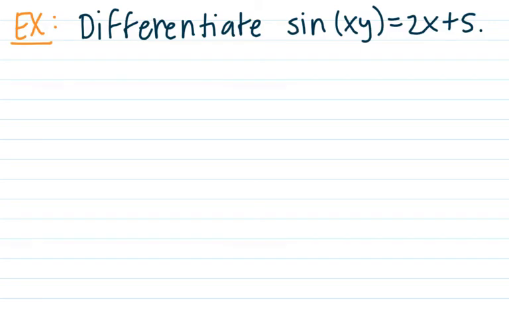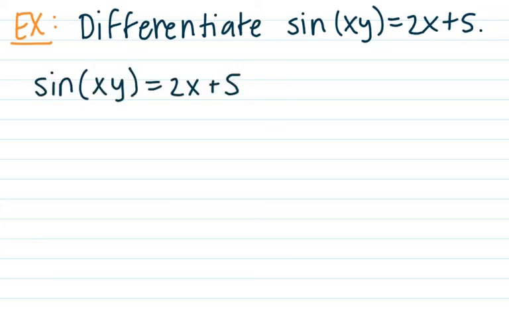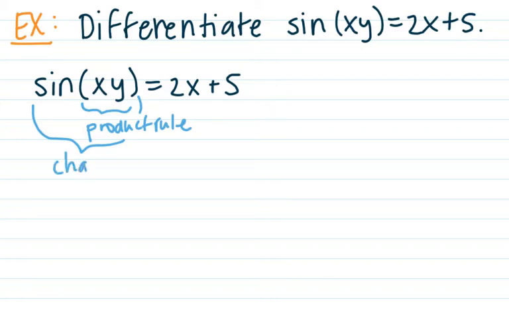Alright, time for our last example. Differentiate sine of xy equals 2x plus 5. So again, something inside a trig function is super gross to try and solve, so implicit differentiation will allow us to do this much faster. Alright, get ready, because we have a product rule inside of a chain rule. Woo!